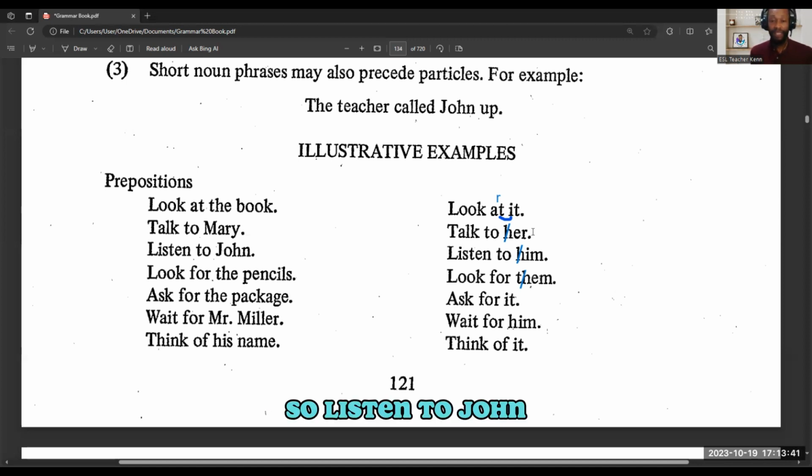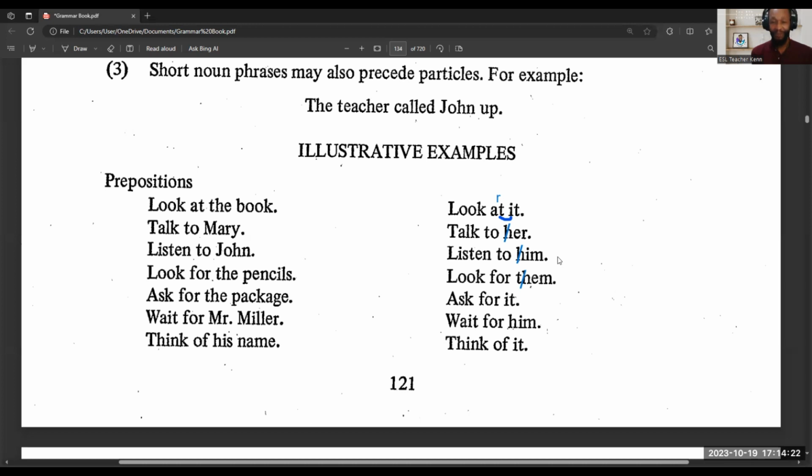So listen to John. Again, listen to John. Listen to him. Again, listen to him. All right. Look for the pencils. Again, look for the pencils. Look for them. Again, look for them.